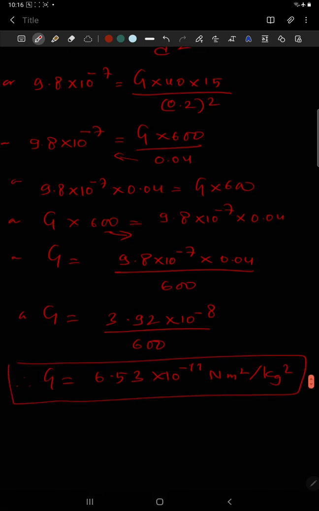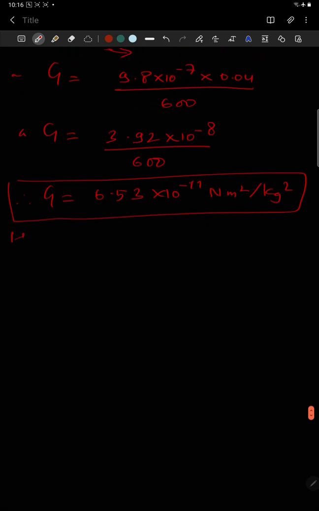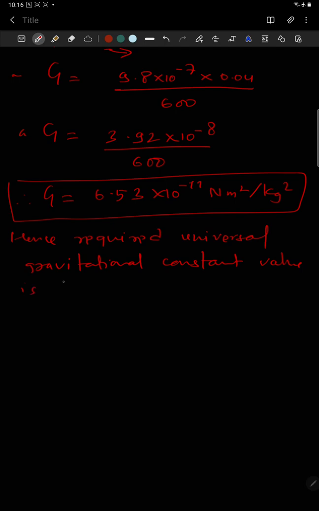So let us conclude. Hence the required universal gravitational constant value is 6.53 into 10 to the power minus 11 Newton square meter per square kg.